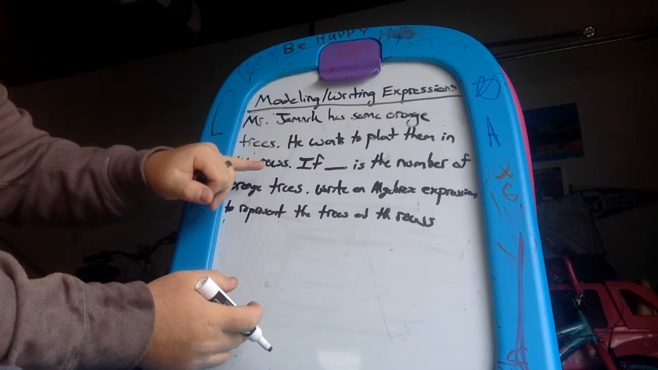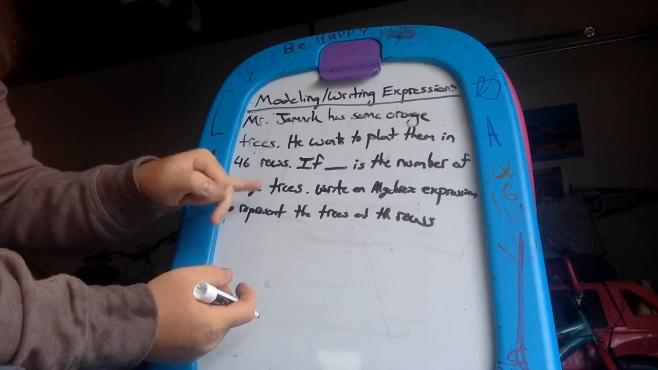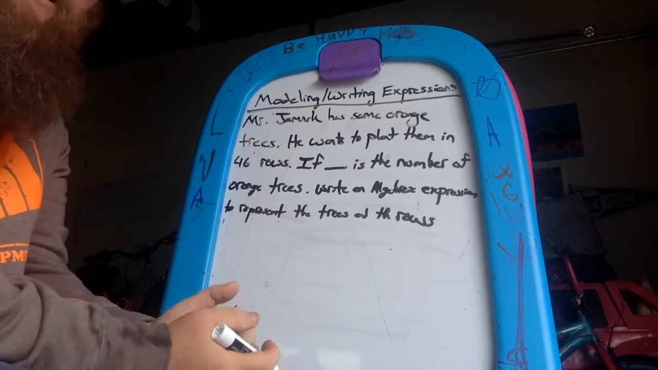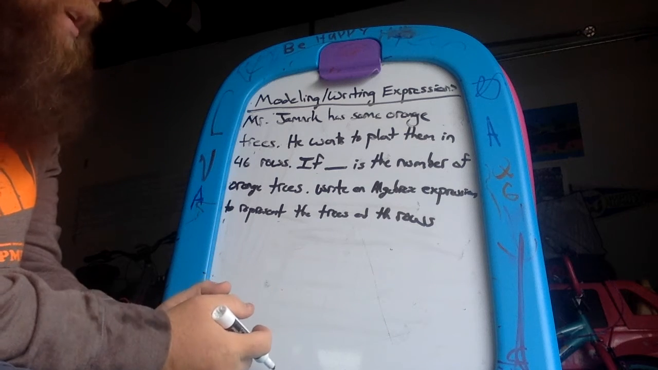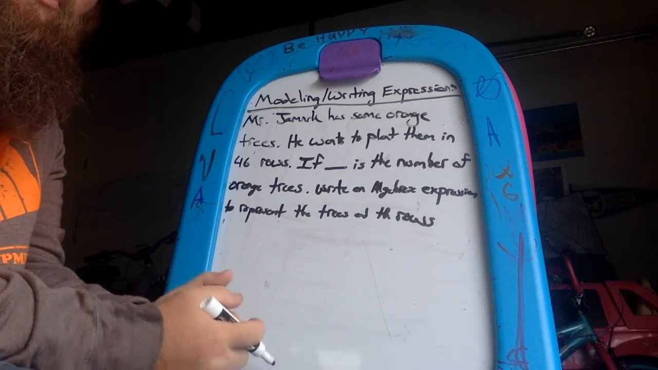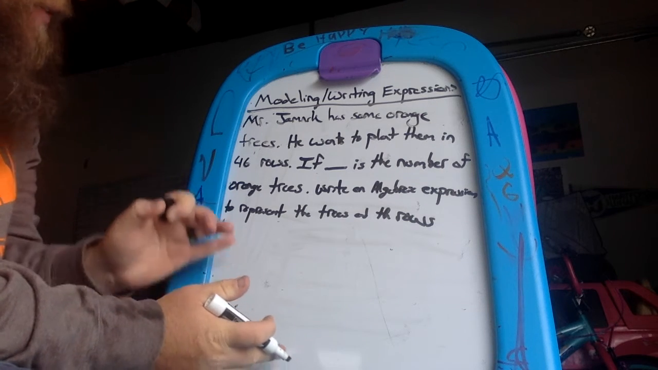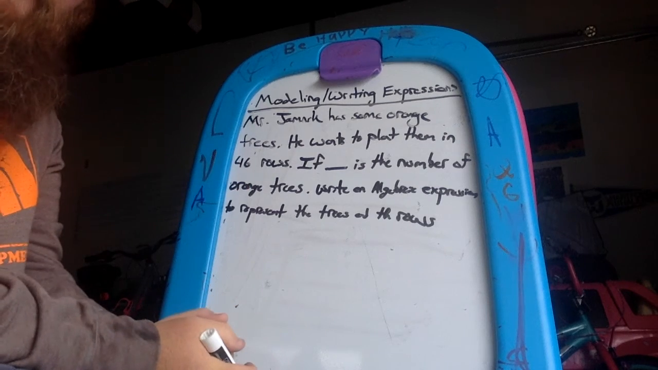Okay, so Mr. Jamnik has some orange trees. He wants to plant them in 46 rows. If blank is the number of orange trees, and I left that blank just so I hope you guys can think about, when you're looking at this, what letter would make sense to use to represent the variable? Okay, because we already have the number 46. We need to think about the variable.